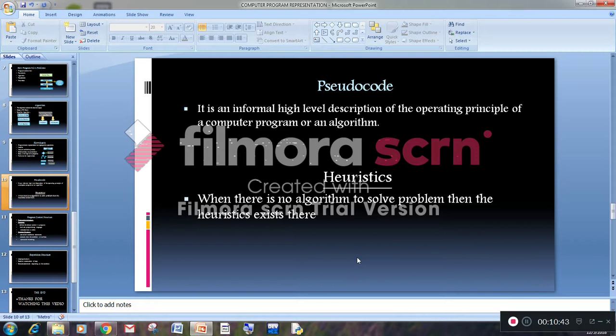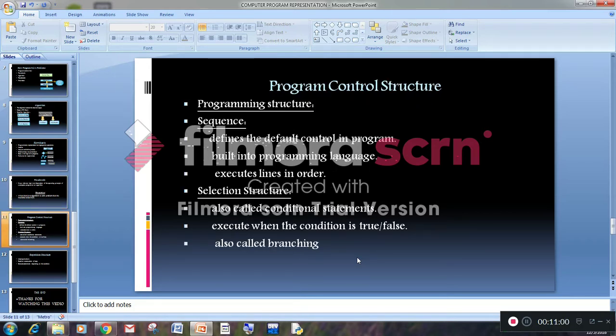So the next thing is heuristics. When there is no algorithm to solve a problem, then heuristics exist there. It is not much better, but it can be helpful. So here comes the important and last topic of our discussion: the program control structure. Programming structure, as the name suggests, is the structure through which the program can be easy to understand, right?